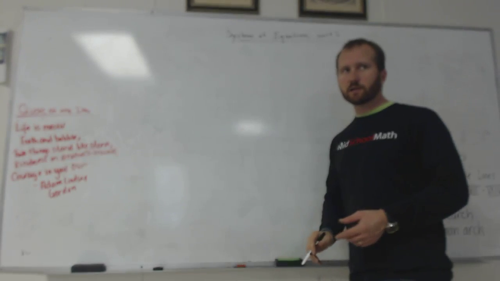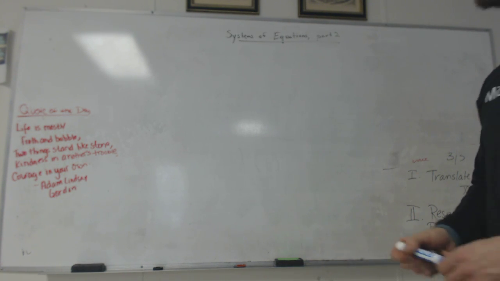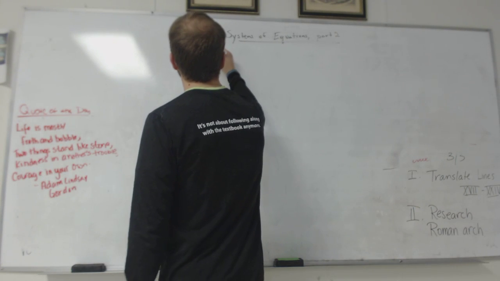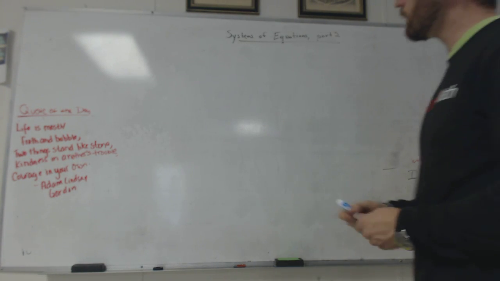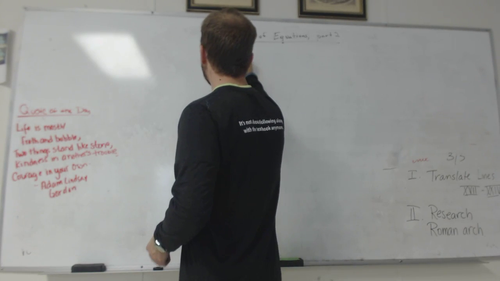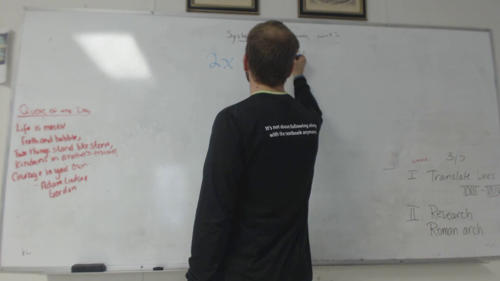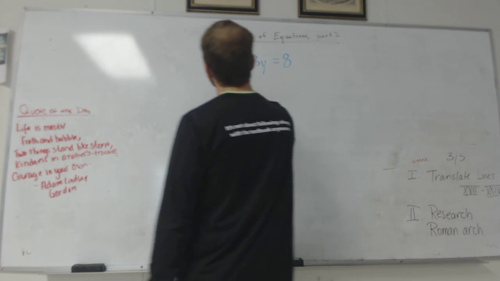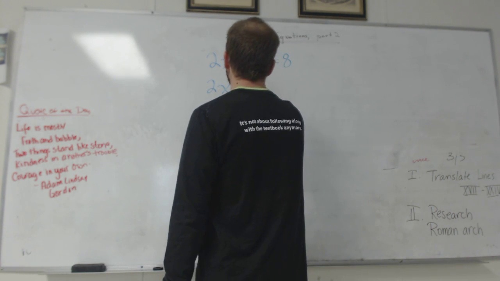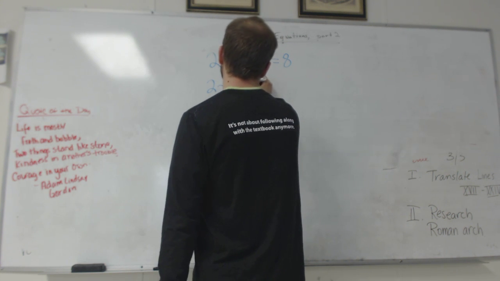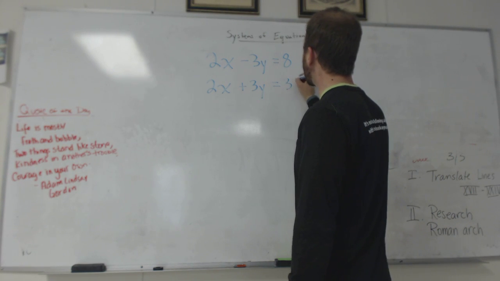So, let's take a look at a different sort of system of equations. It's not going to be that different, but it's a little different. So I have something like this: 2x minus 3y equals, and then maybe I have 2x again, plus 3y, and maybe I have something like 32.